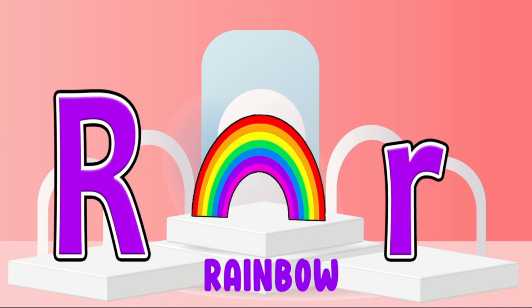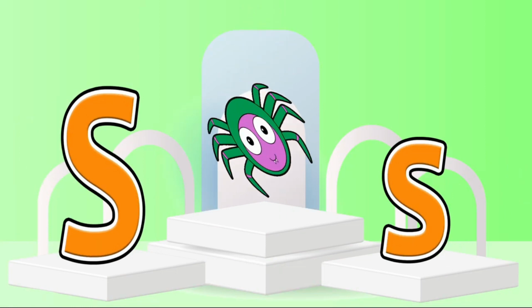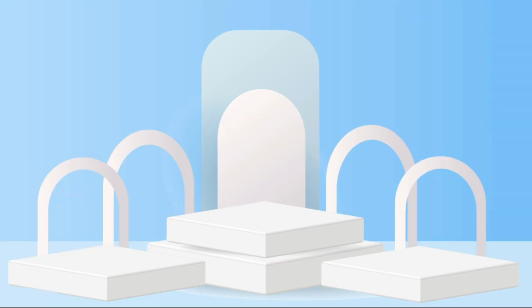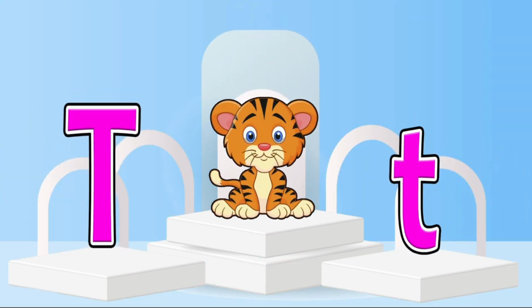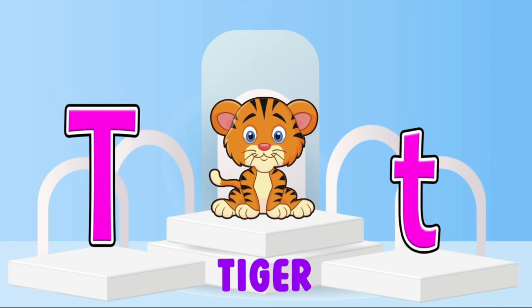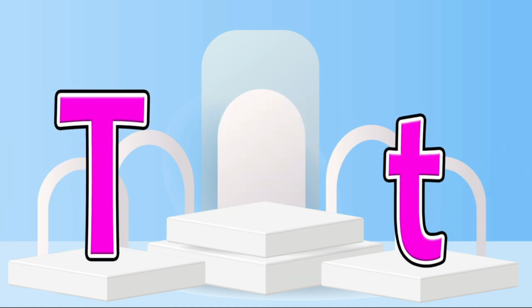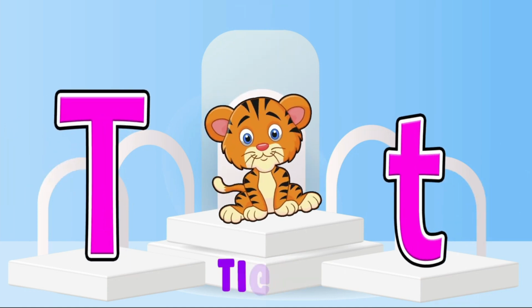R is for rainbow. Rainbow. S is for spider. Spider. T is for tiger. Tiger.